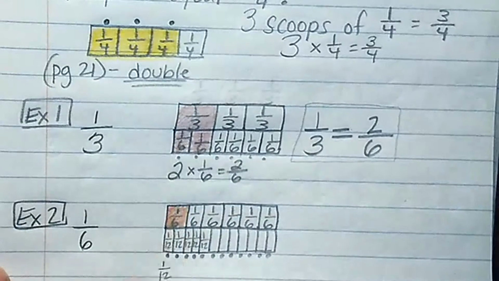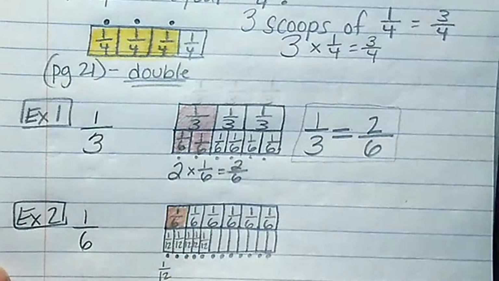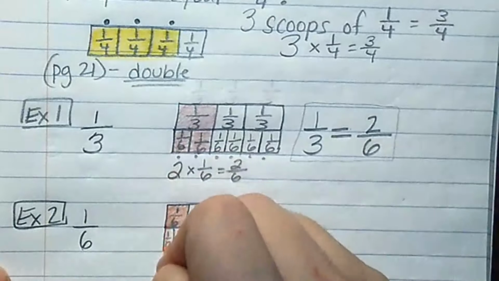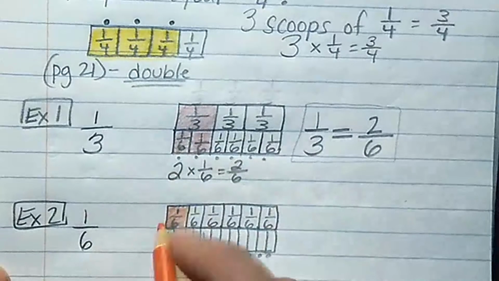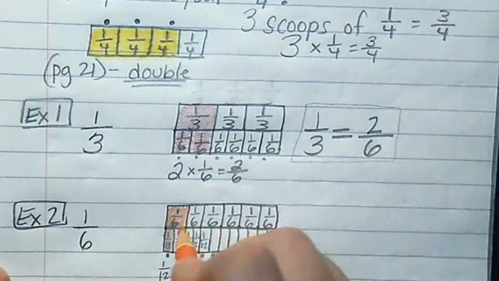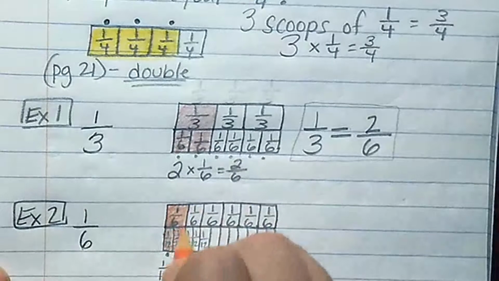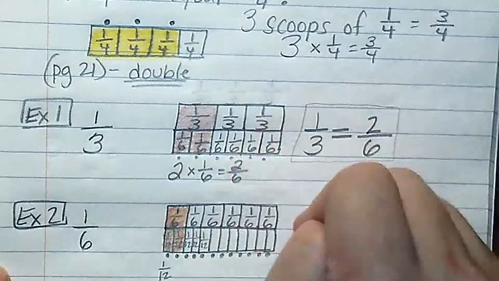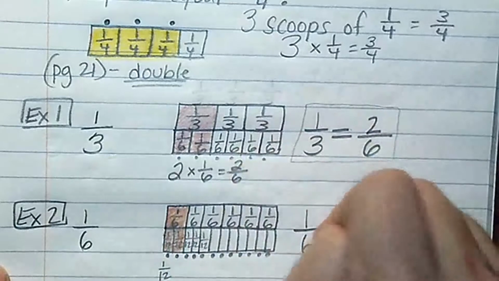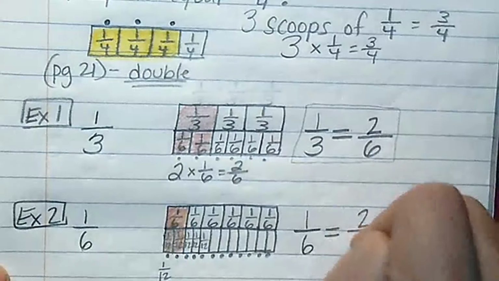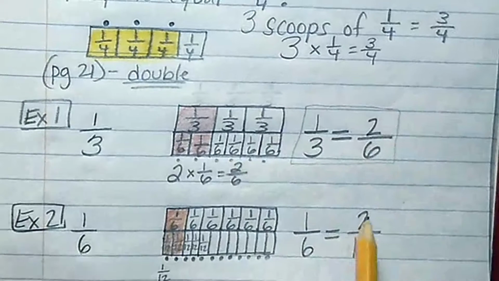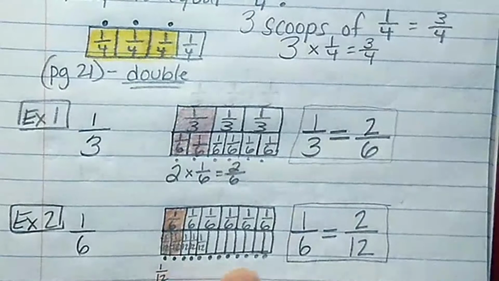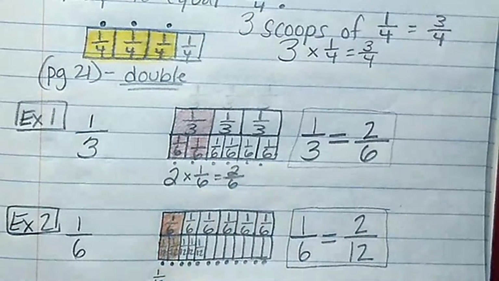Well, 1/6 would be equal to how many twelfths? How many pieces down here do I need to shade to equal 1/6? Does 1/12 equal 1/6? No. Does 2/12 equal 1/6? Yes. So what we can say is 1/6 equals 2/12. And we proved this using our fraction model on the tape diagram or the chocolate bar.